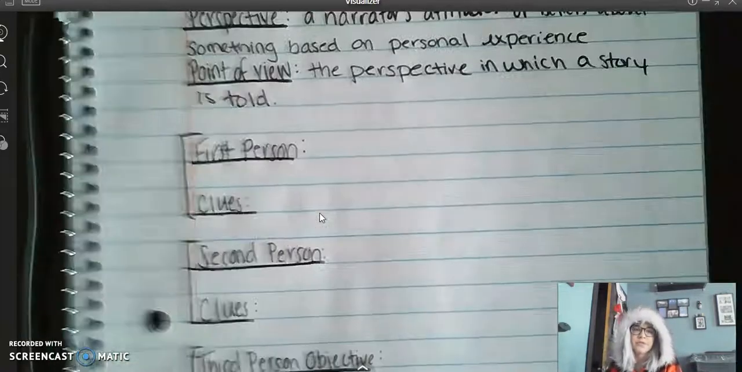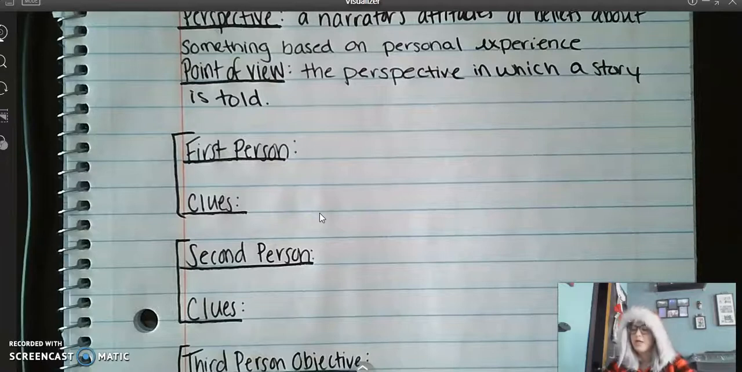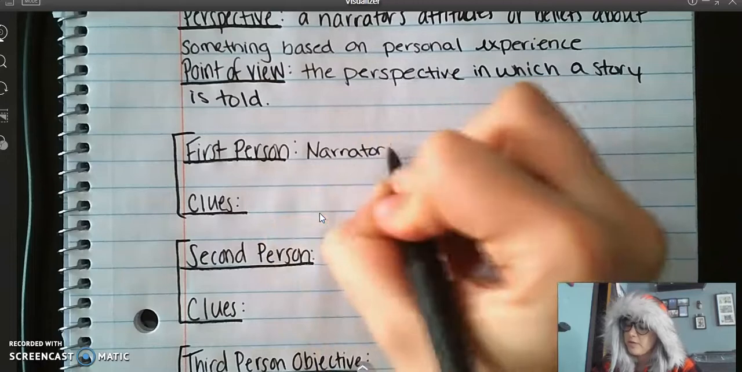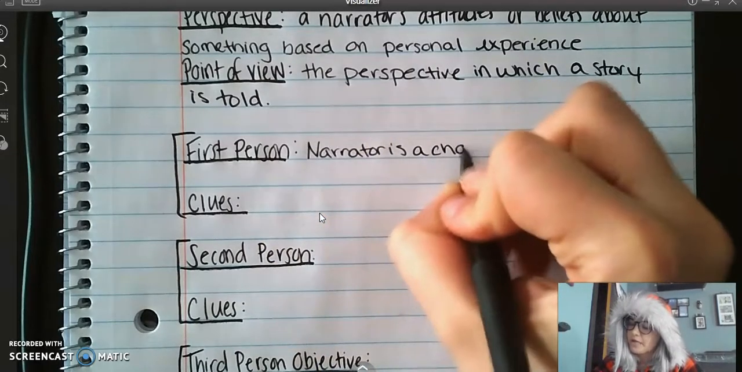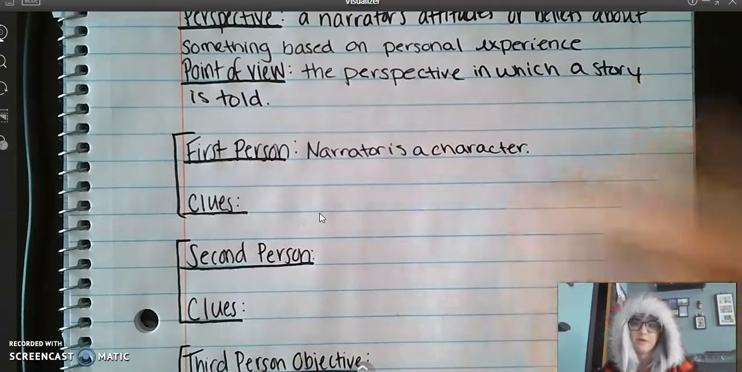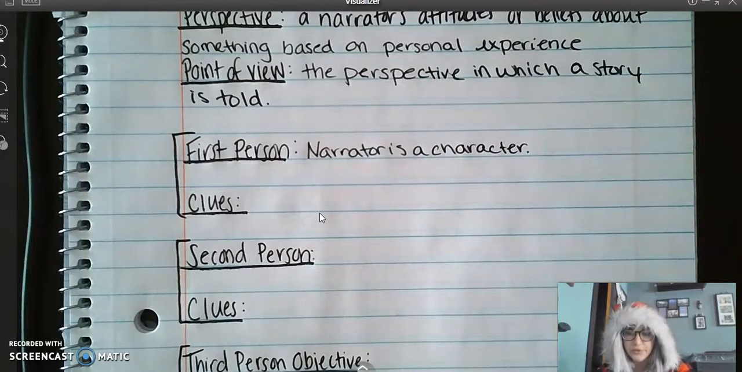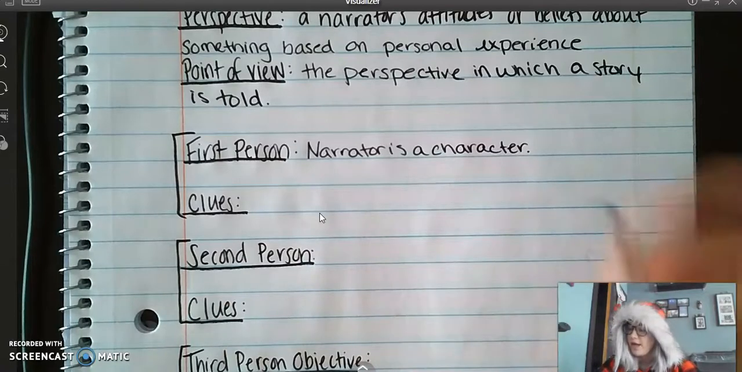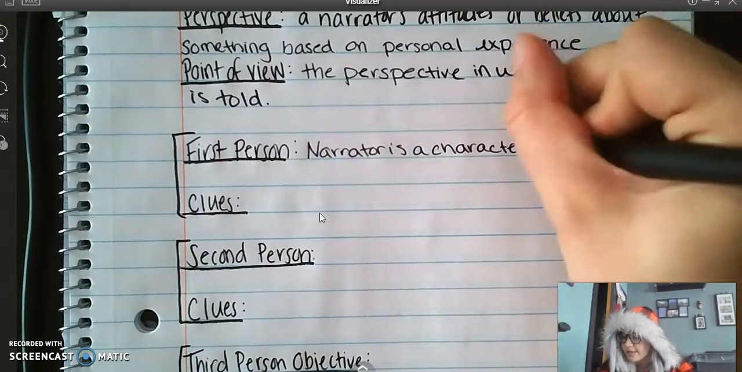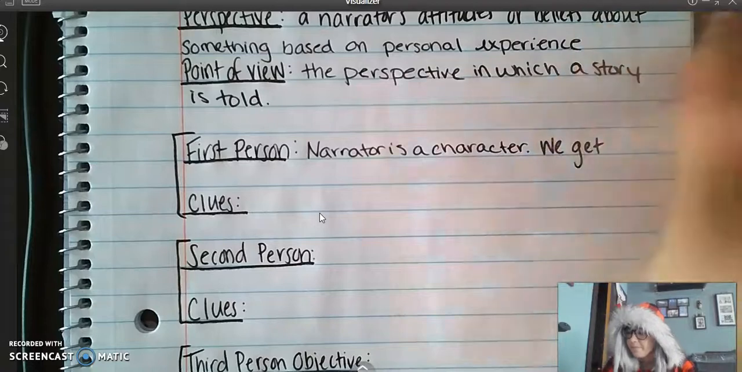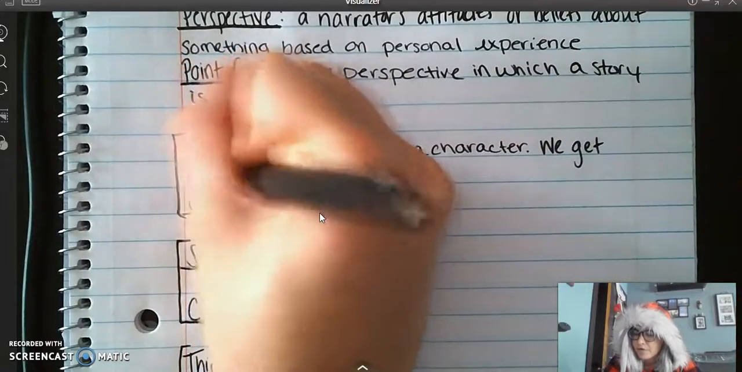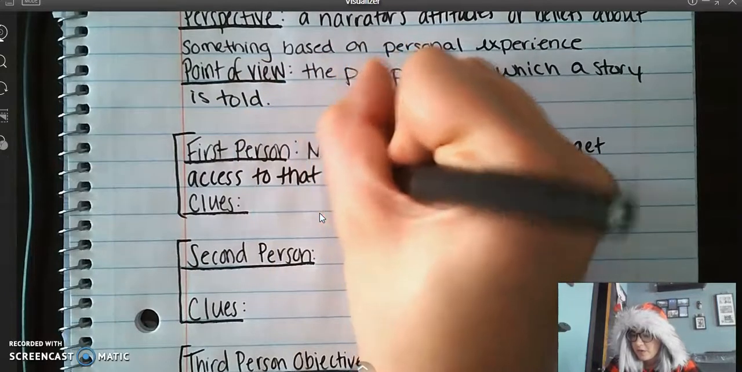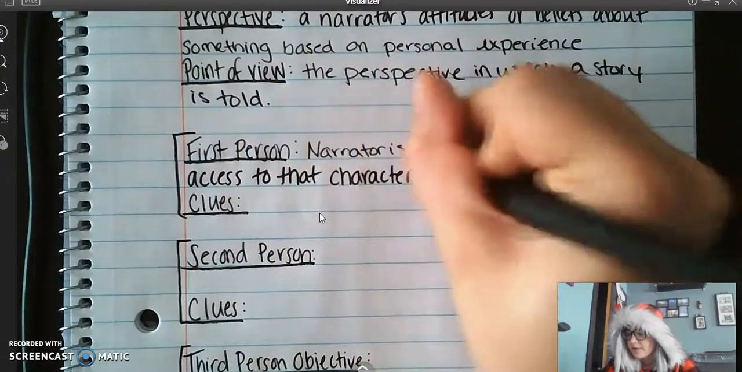All right, so first person point of view. Your narrator is a character. Okay, so the narrator is in the story. They are telling you about the story as they are in it, okay? And so we get access to that character's thoughts, feelings, etc.